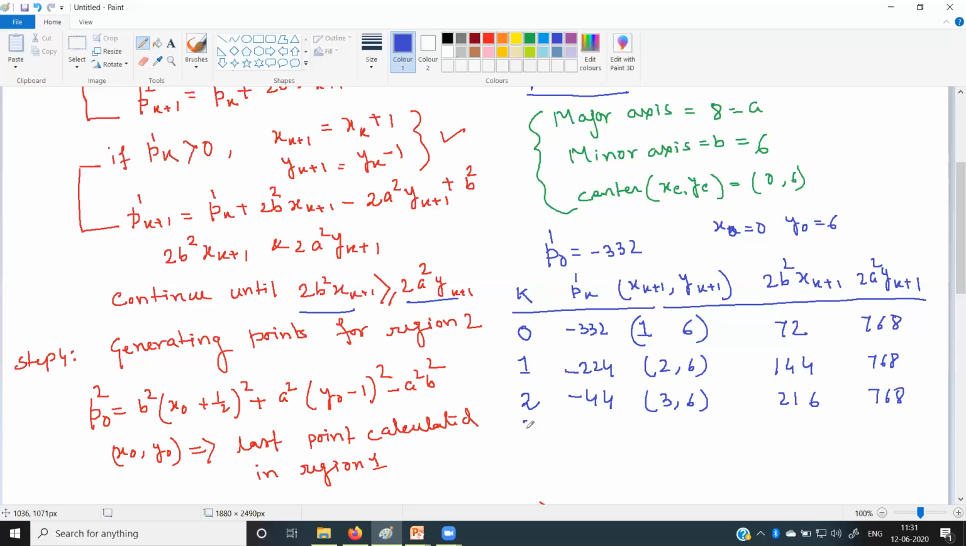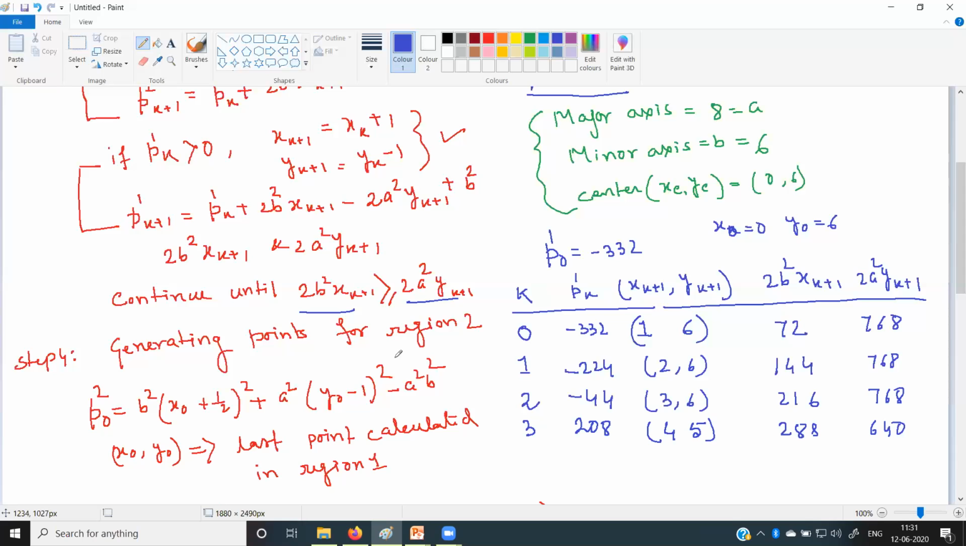You just follow the algorithm and do it on your own. Then in the next iteration, that means the third iteration, it will be 208. Again, it is positive now, meaning greater than 0. So x will be incremented by 1, x will be 4, but y is decremented by 1, so y will be 5. Okay, so the next point is 4, 5. Based on that, you compute these two values. So it will be 288 and this point will be 640.